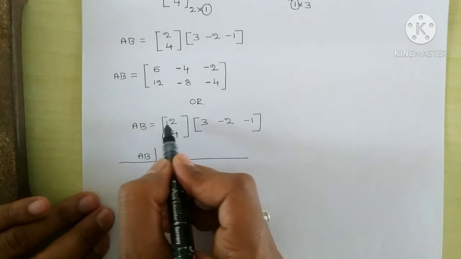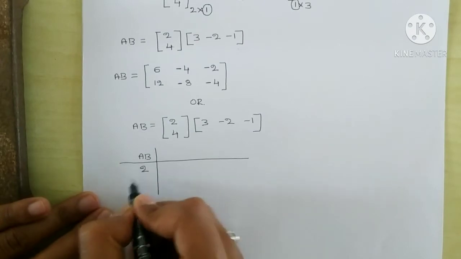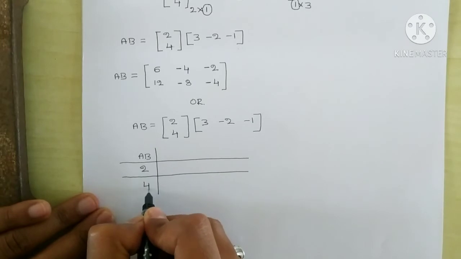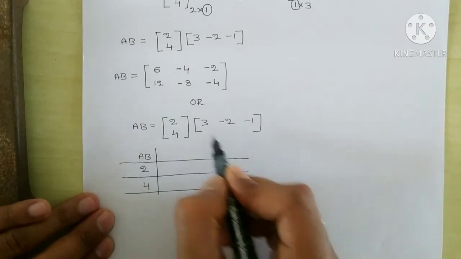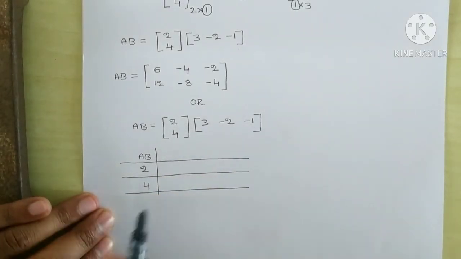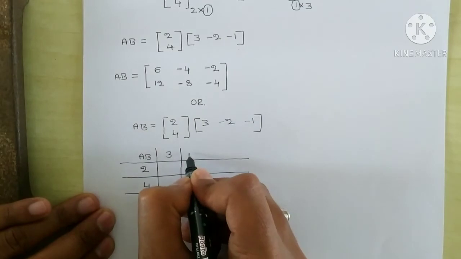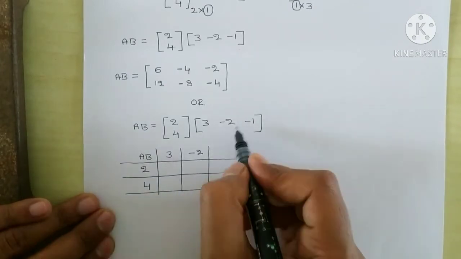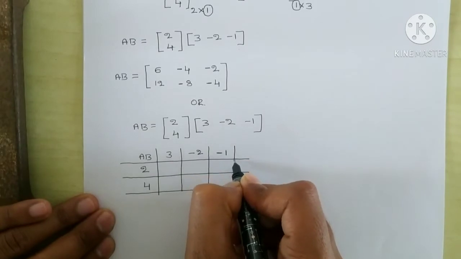See, in the first matrix how many rows are there? 2 rows. What is the first row? Only 2, only one element is there. Afterwards trace one line. Second row is 4. Trace one more line. Over. In this part, for the second matrix, columns you have to note down. First column, only one element, that is 3, put one line. Second column, minus 2, only one element, put one line. Third column, only one element is present, that is minus 1.